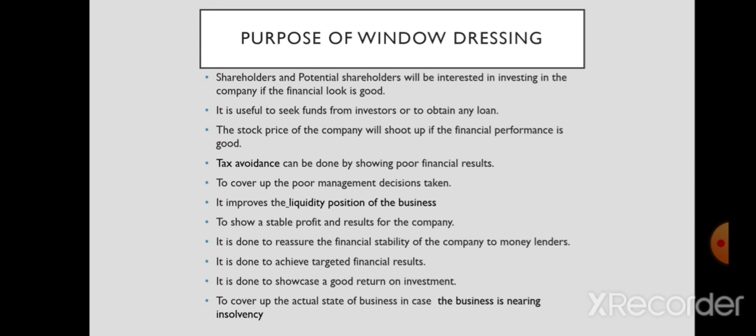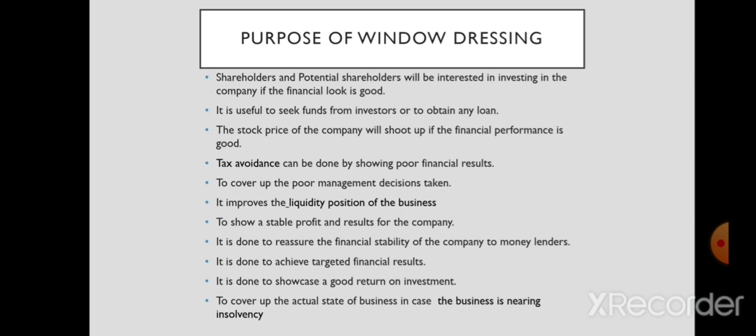The stock price of the company will shoot up if the financial performance is good. If the company is listed on the stock exchange, then as soon as the organization publishes its quarterly, yearly or half-yearly financial statements to the public, depending on whether the financial performance is good or bad, the share prices will increase or decrease, and hence window dressing is required. Tax avoidance can be done by showing poor financial results.